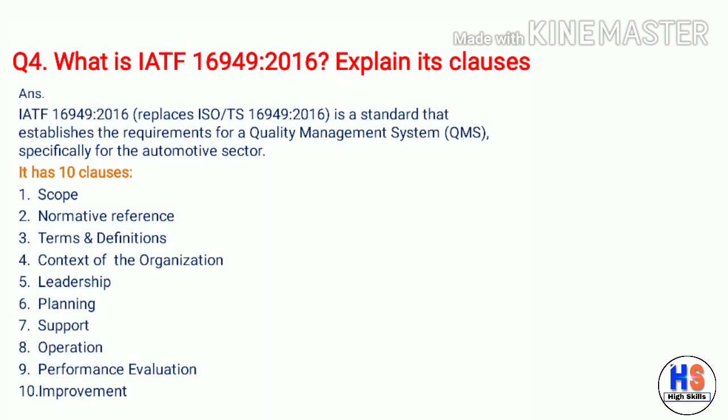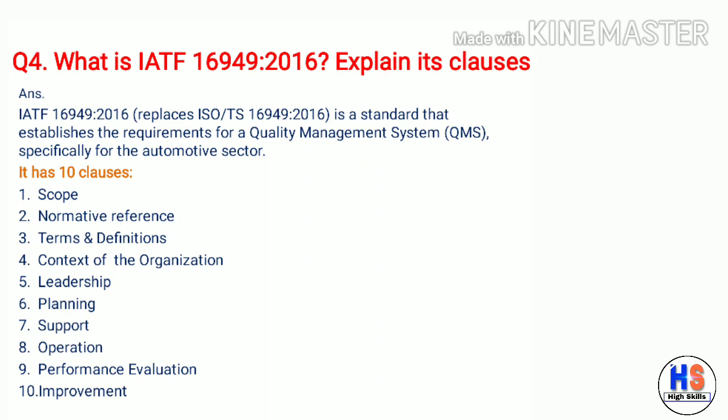So friends, let's move to the next fourth question, which is what is IATF 16949 2016? Explain its clauses. Its answer will be IATF 16949 2016, which replaces ISO TS 16949 2016, is a standard that establishes the requirements for a quality management system specifically for the automotive sector.